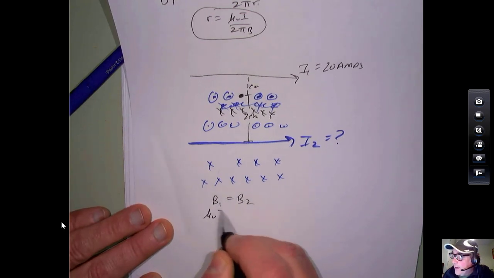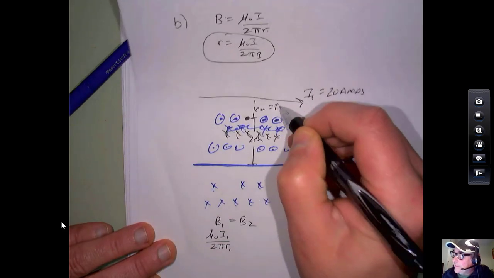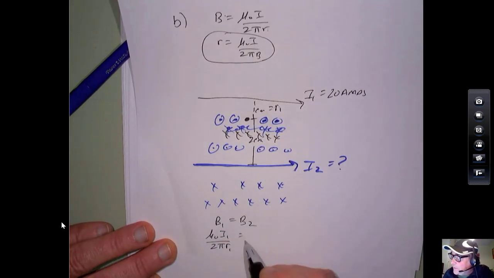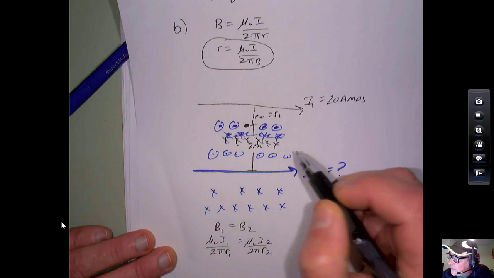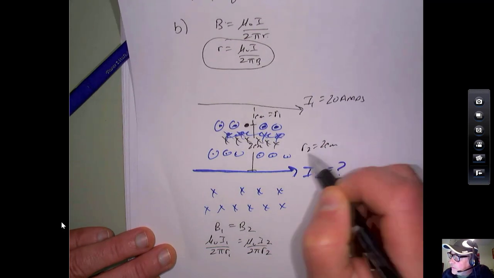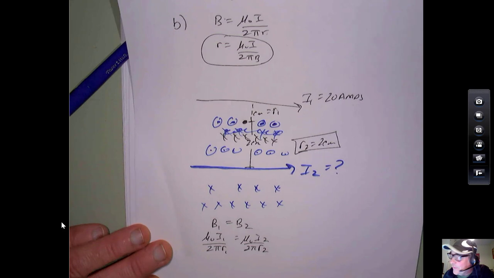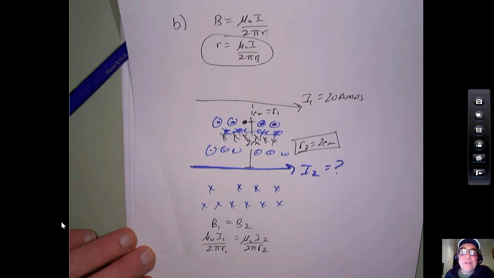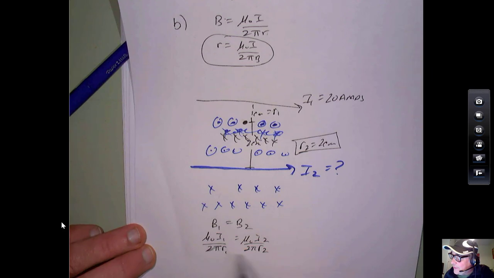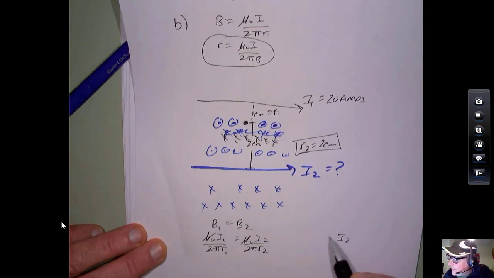So mu 0 I1 over 2 pi R1, and this is what I'm calling R1, 1 centimeter, has to be equal to mu 0 I2 over 2 pi times R2, and R2 is 2 centimeters. Usually you change things into meters, but if you left them both in centimeters, you'd actually be okay because centimeters and centimeters would cancel out. The 2 pi's cancel out, and the mu 0's cancel out too. Then from this you can figure out what I2 is. I2 would have to be I1 times R2 over R1.